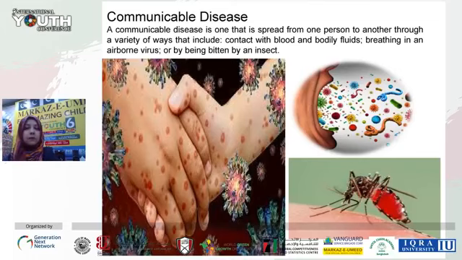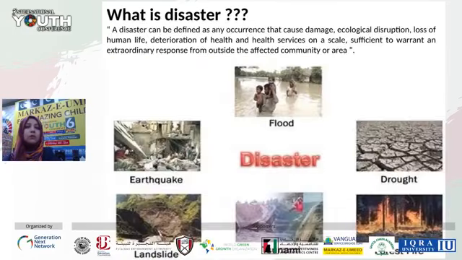Our topic is how to manage communicable diseases in a disaster situation, in any disaster situation. What is a disaster? A disaster can be defined as an occurrence that causes damage, ecological disruption, loss of human life, and deterioration of health and health services on a scale sufficient to warrant an extraordinary response from outside the affected community or area. Disaster means earthquake, flood, drought, any type of situation where we can face damage, ecological disruption, and many losses of human lives. This is called a disaster.